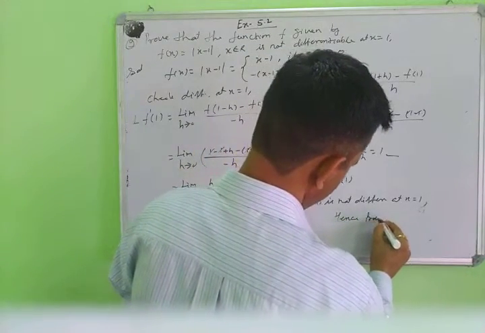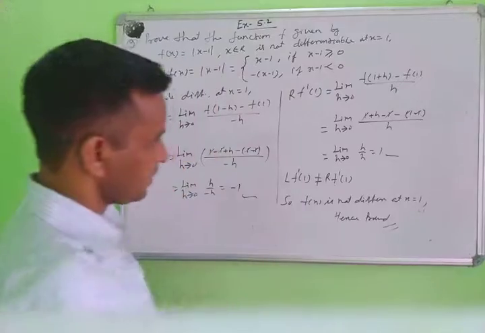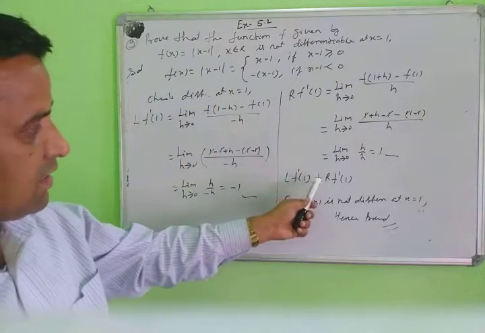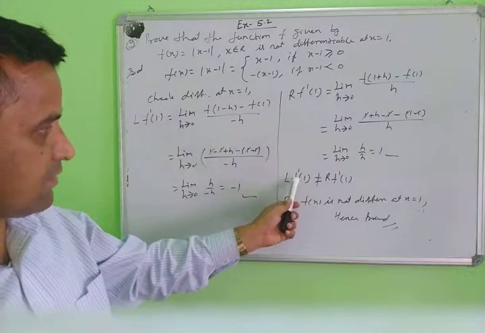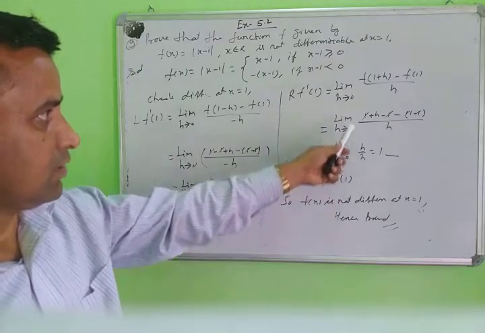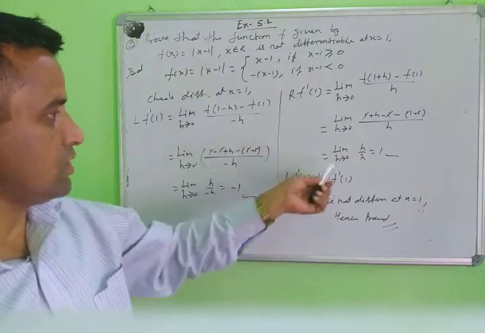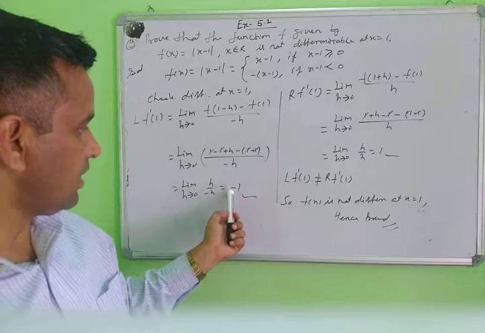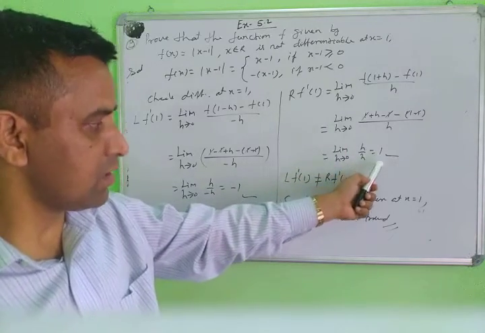Hence proved. You had to prove that the left hand derivative does not equal the right hand derivative. So according to these rules we are solving the left hand derivative and right hand derivative, and they are not equal.